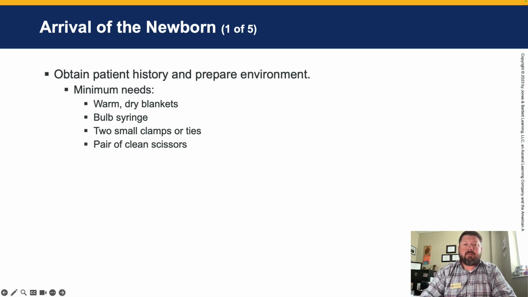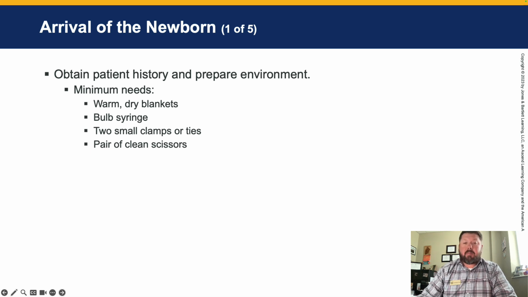So on the arrival of the newborn, obtain a patient history and prepare the environment and equipment with any available time. Key questions to help determine resuscitation and needed equipment include the woman's age, the length of the pregnancy, the presence and frequency of contractions, the presence or absence of fetal movements, any pregnancy complications, if the membranes have ruptured and how long ago, what did the fluid look like? Is there a possibility of multiple fetuses? And medications that are currently being taken.